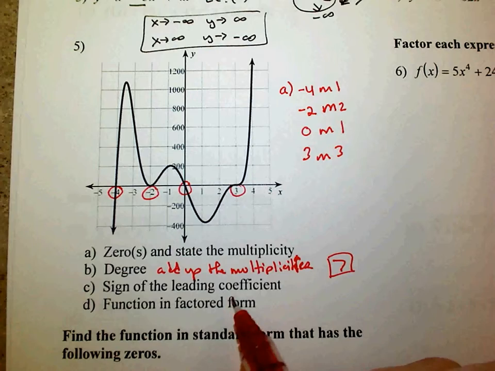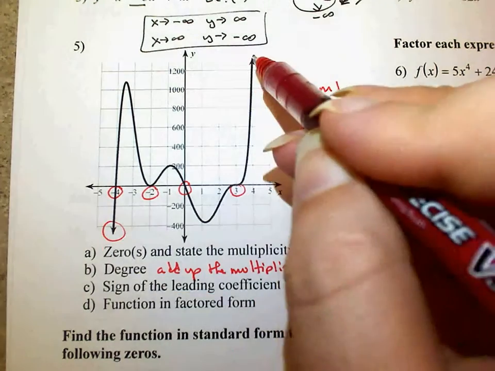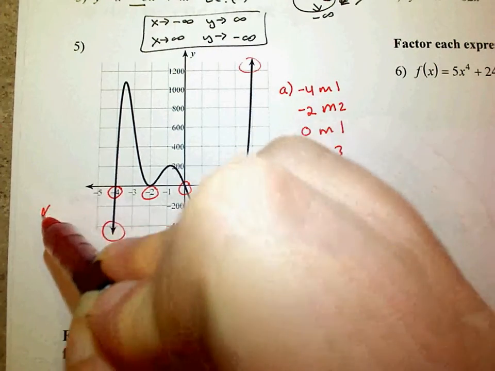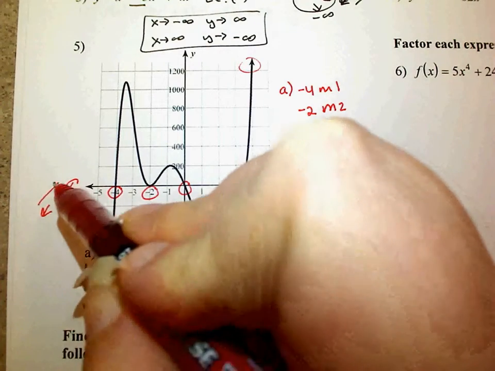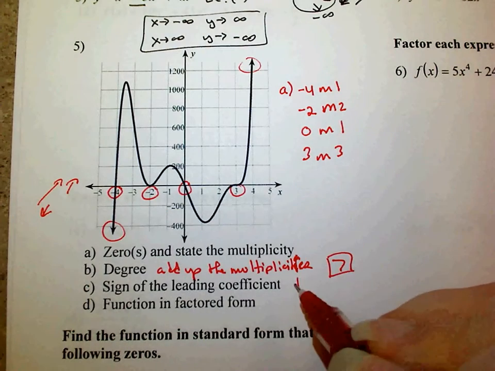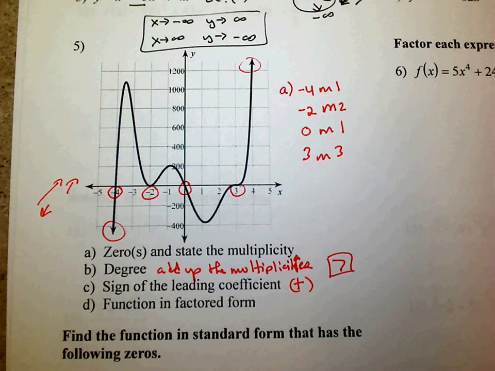Sign of the leading coefficient. Well, the fact that it starts down and goes up, that's in general going up, which means a positive leading coefficient. So the last part is write the function in factor form.